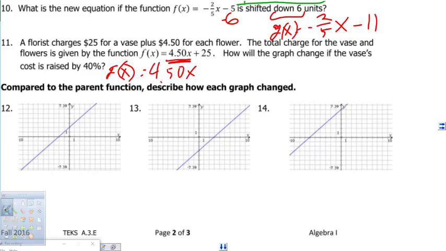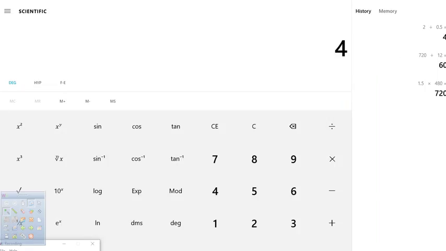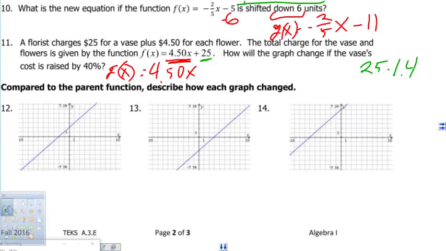Okay, but what is going to change is this right here. So we're going to do 25 times 1.4, and that'll give us the cost of the vase now. So we do 25 times 1.4. And that's going to equal 35. So we say plus 35. And that's the answer. Alright?